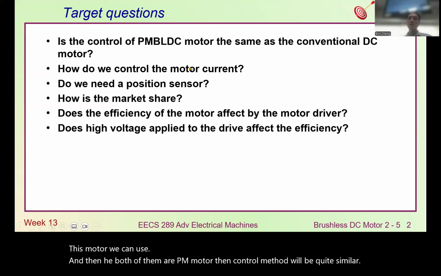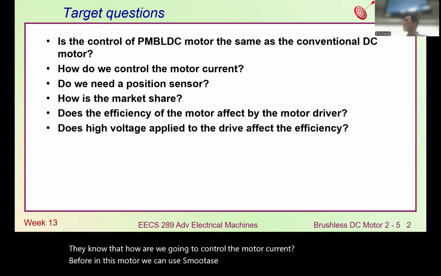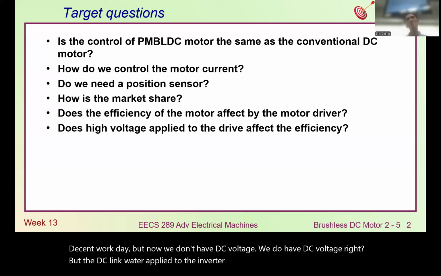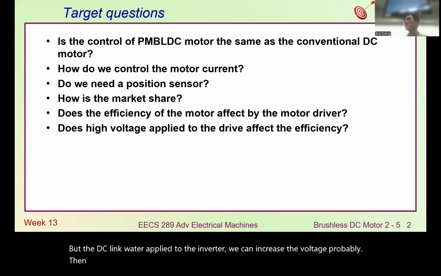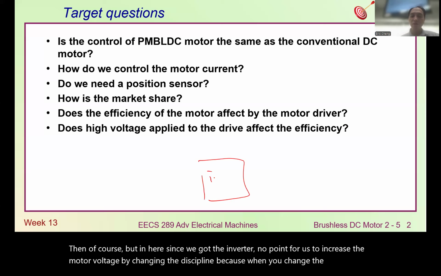Then, how are we going to control the motor current? Before, in a DC motor, we could use DC voltage to control it, but now we don't have DC voltage. We do have DC voltage, right? But for the DC link voltage applied to the inverter, we can increase the voltage probably. But here, since we have the inverter, there is no point in increasing the motor voltage by changing the DC link, because you see we have an inverter here.